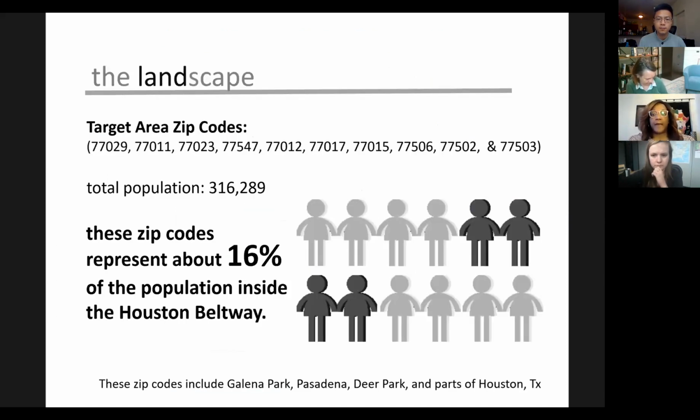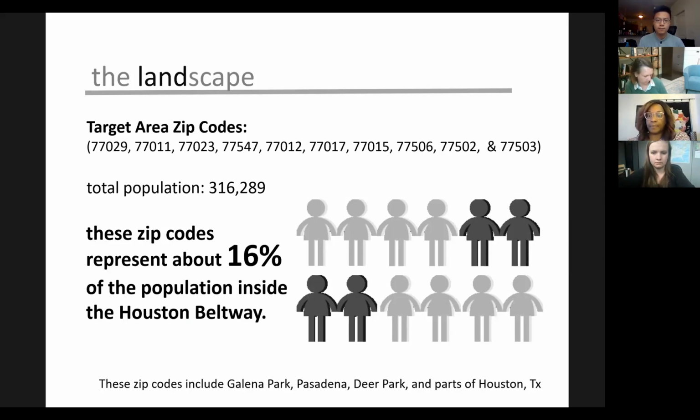The study was bound to 10 zip codes that represent communities around the Houston shipping channel. The population of those areas is approximately 316,000 residents, and it represents about 16% of the population inside the Beltway, which is an 88-mile interstate highway that surrounds the city of Houston.